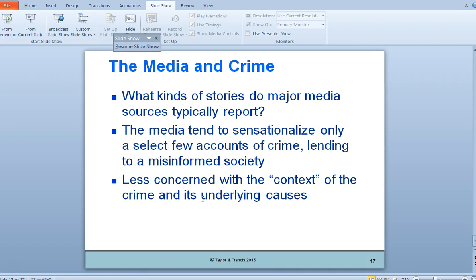The media tends to sensationalize. It only selects a few accounts of crime, leading to a misinformed society. They always pick the most gruesome one to get attention from society. They are less concerned with the context of the crime and the causes. If you try and look up a crime that has been reported by the media and try to find out what the causes were behind this, or what did they lead to, they don't go into that.